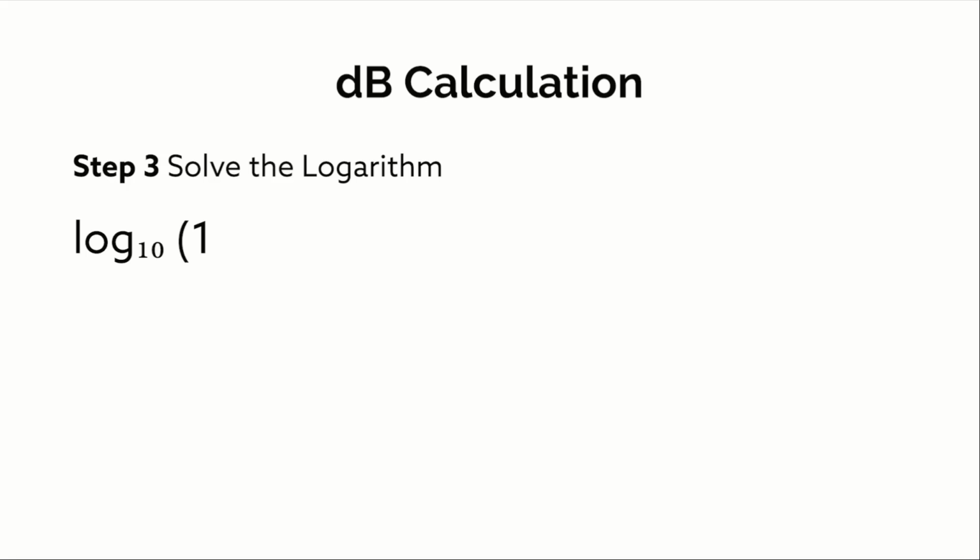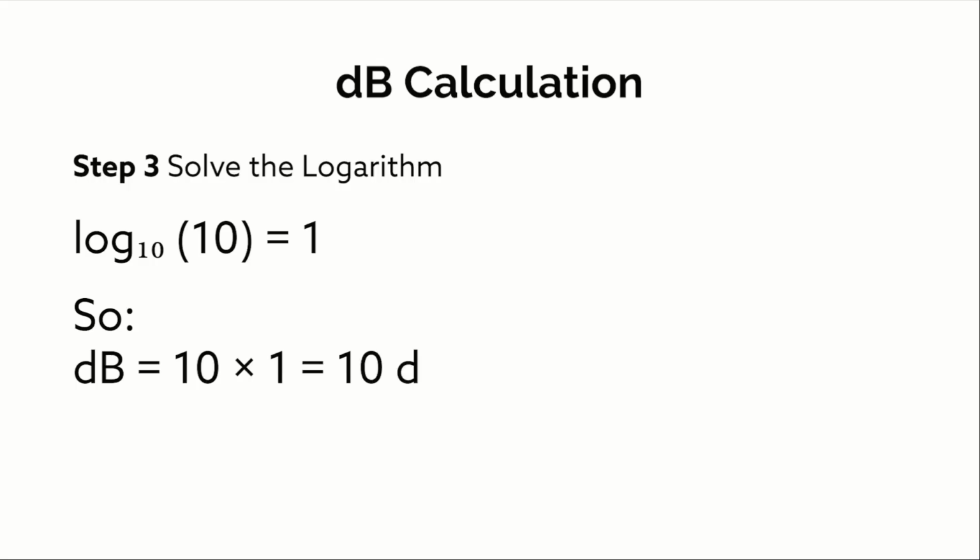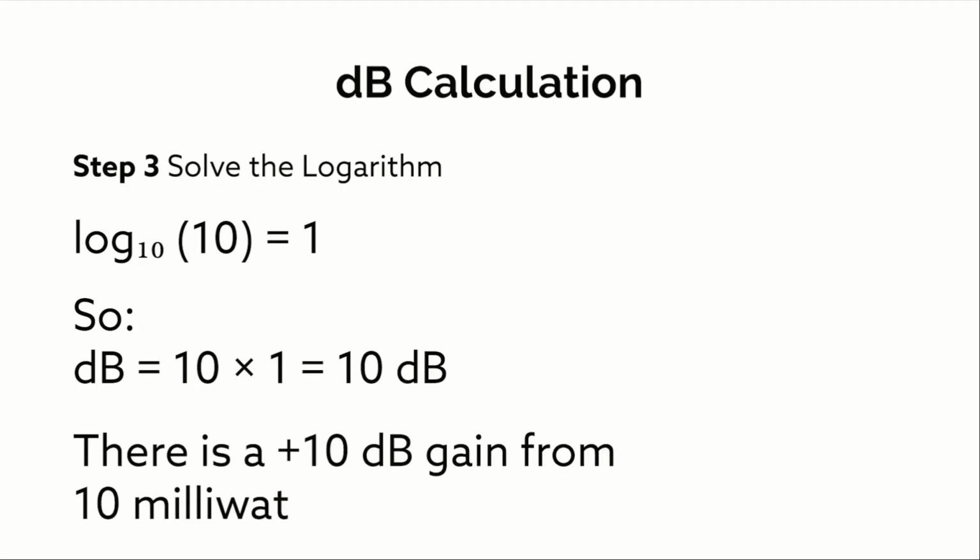Step 3, solve the logarithm. Log 10 times 10 equals 1. So dB equals 10 times 1, which equals 10 dB. That means there is a 10 dB gain from 10 milliwatts to 100 milliwatts.